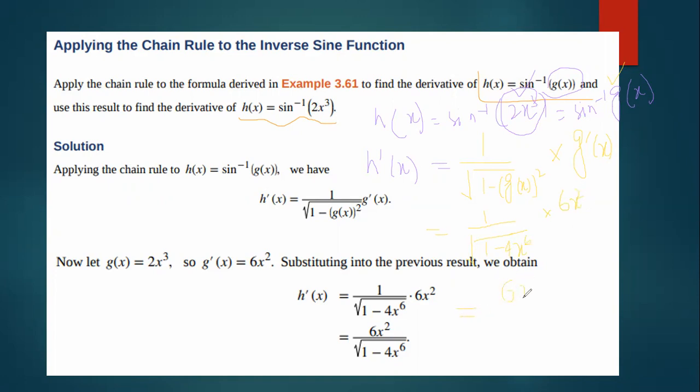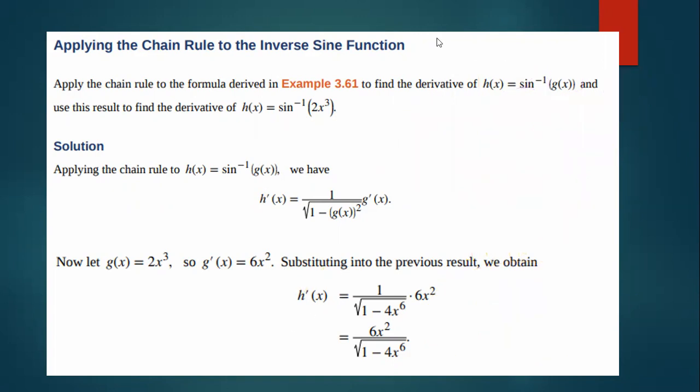so it will be 6x square divided by under root 1 minus 4x^6. This is the answer of my h derivative of x. From here we have found the derivative.